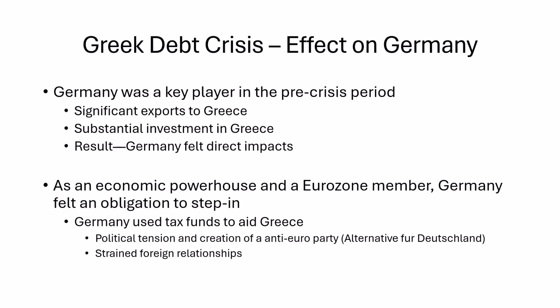Germany, as the key economic powerhouse within the Eurozone, really felt an obligation to step in, and they used taxpayer money to aid Greece. This created significant political strife within Germany, ultimately leading to a large group of, I don't know if you can call them radicals, but a large group of people that think that Germany should move out of the Eurozone, that Germany should go back to having its own currency.